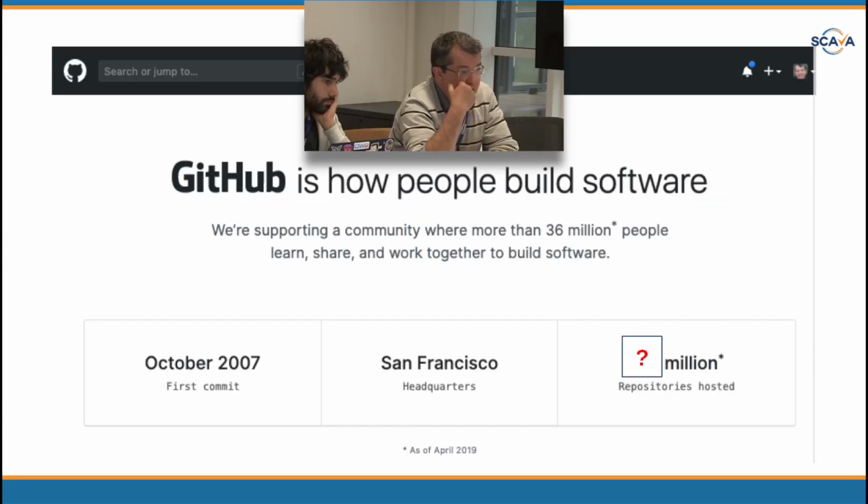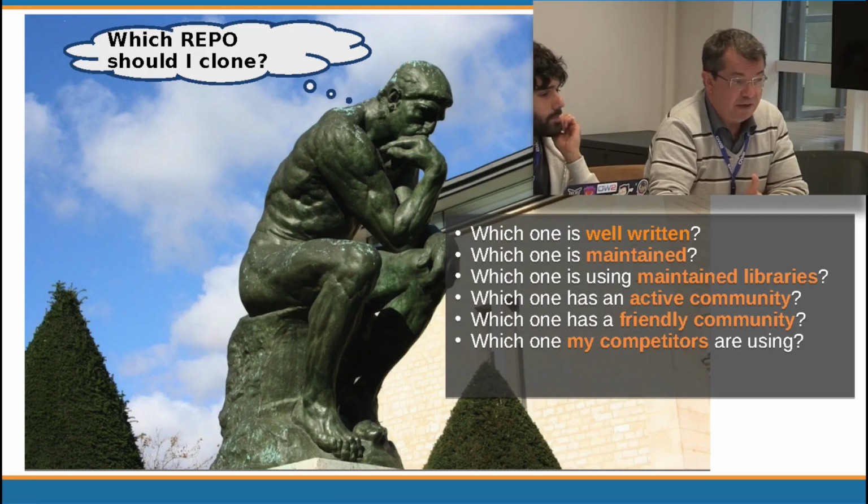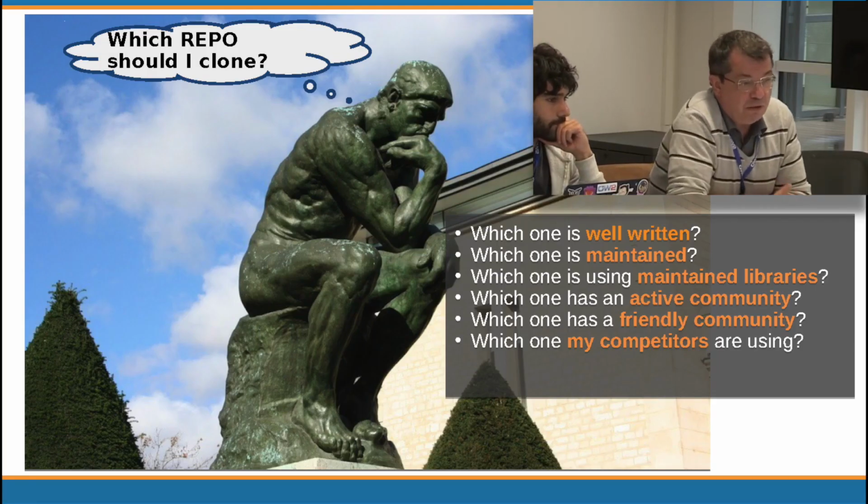The problem we have is that on GitHub today, and I don't know if you had a chance to look at the About page, the number of repositories has reached 100 million. So how do you select among them? How do you find the ones you really want, based on several criteria? And what kind of criteria are you looking for?